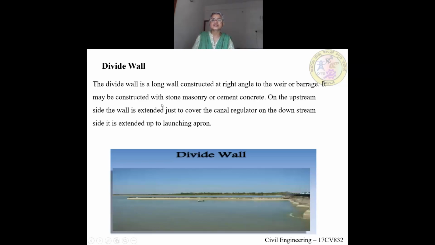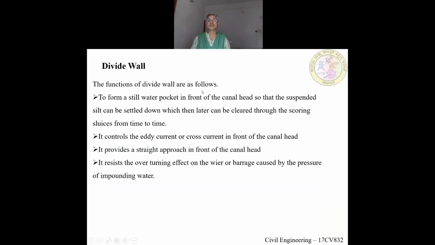It may be constructed with stone masonry or cement concrete. There are some functions of the divide wall which you have to remember. It forms a still water pocket in front of the canal head. So it will divide the flow of water into two zones. One, it will allow some portion towards the weir and some portion towards the canal regulator.